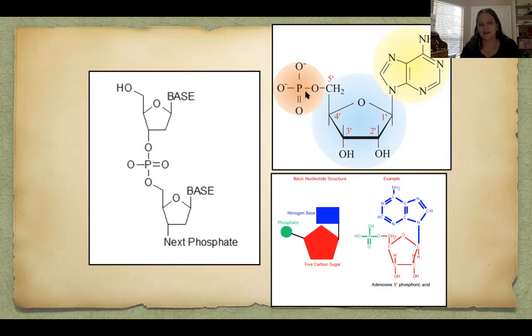And that's what we attach to the phosphate. And then the 1' carbon is where we attach the nitrogen base. And the 3' is where we would actually attach to stick them together. Okay, so the phosphate is going to attach to the sugar, which would then attach to the next phosphate. So we can make this long chain.